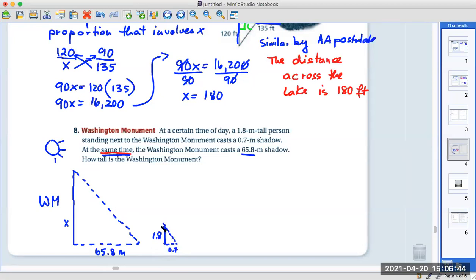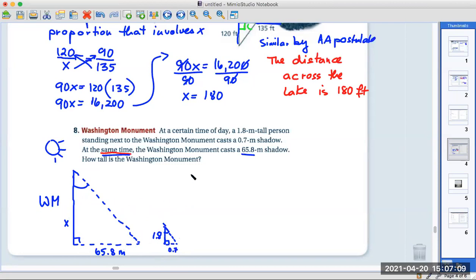These two triangles are similar. Why? Because we have that right angle here. We need one more, this angle, because it's the same time of the day. This angle and this angle would be the same. So now I have two angles that are equal, and that tells me the two triangles are similar. Okay, are you following so far?